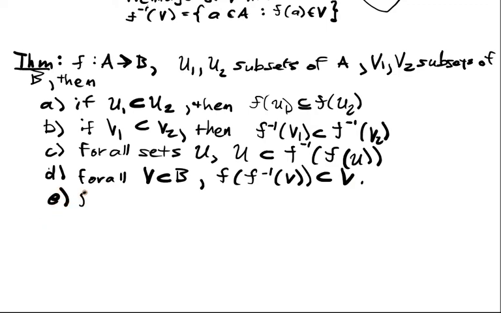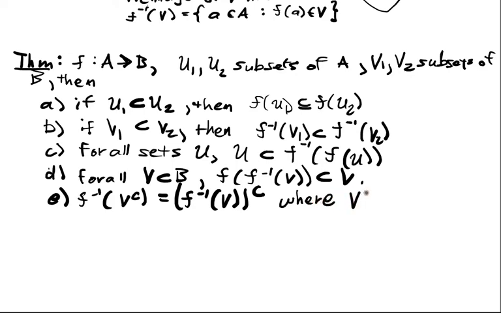(e) f inverse of V complement, and I'll explain what this is, basically this is everything not in V, is equal to the complement of f inverse of V. So the pre-image of the complement is equal to the complement of the pre-image. That's what that means, where V complement is equal to all the b such that b does not live in V.